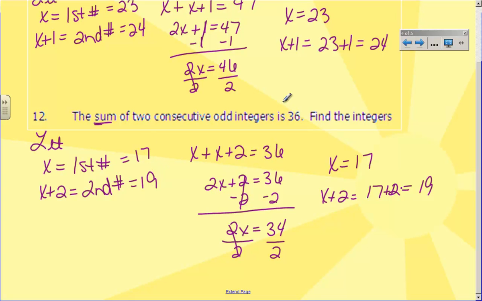But please focus on writing the let statements, identifying your variables, and then setting up an equation. That is the important part. Not, can you logically do this in your head really fast?